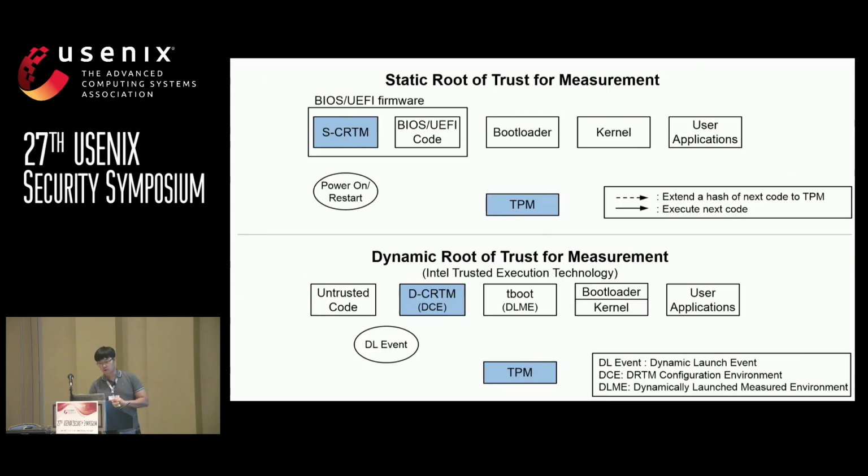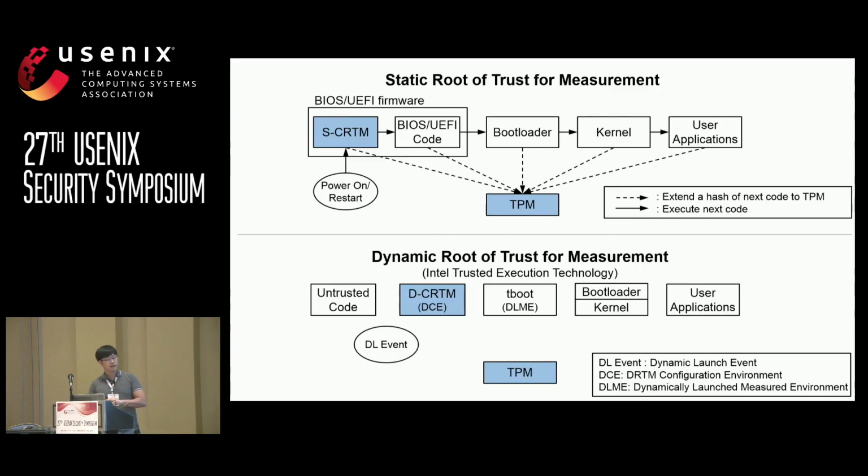This page shows the real-world example of SRTM and DRTM. Take a look at the upper part, SRTM. When the host platform starts at power on or restart, SCRTM measures itself and the BIOS UEFI firmware code. After that, SCRTM extends hashes to PCRs before transferring the control to BIOS UEFI firmware. Finally, SCRTM transfers the control. BIOS UEFI firmware and bootloader and kernel also measure and extend next code and transfer the control to them. This process is called measured boot.